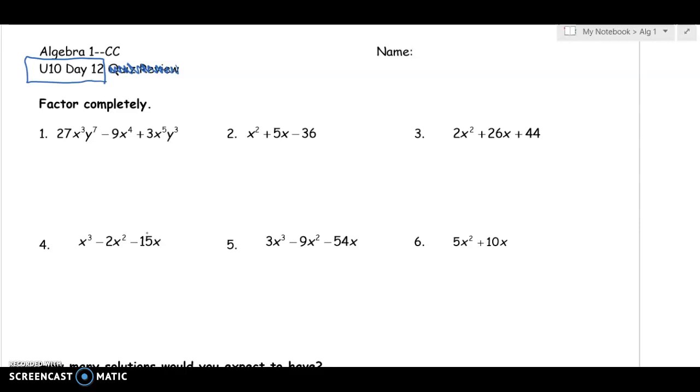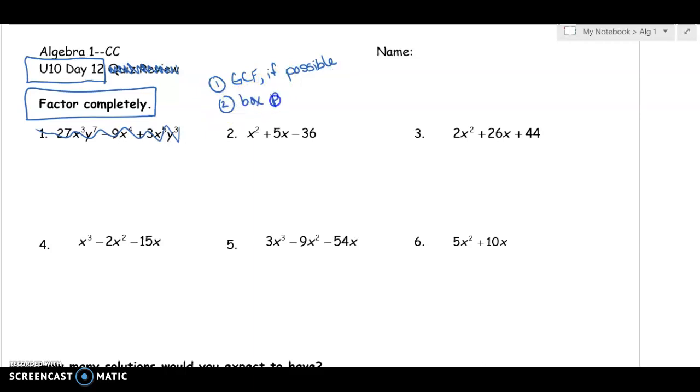For factoring, you don't have to worry about problems like number 1. Let's look at number 2. Notice the directions say to factor completely. This means that you're going to look for a GCF if possible, GCF being something other than 1, and then you're going to do a box problem.